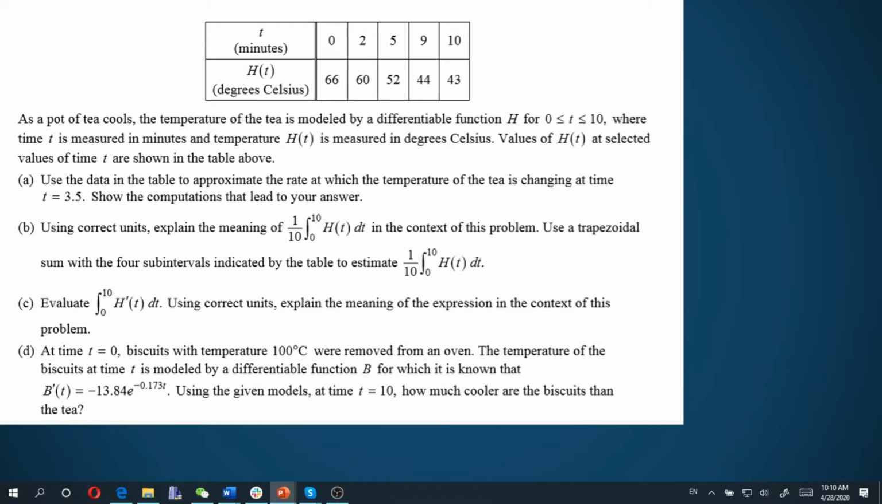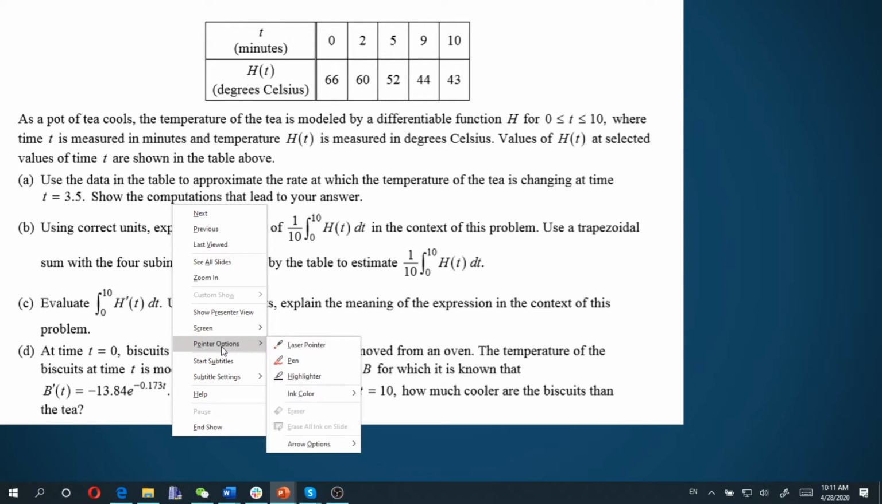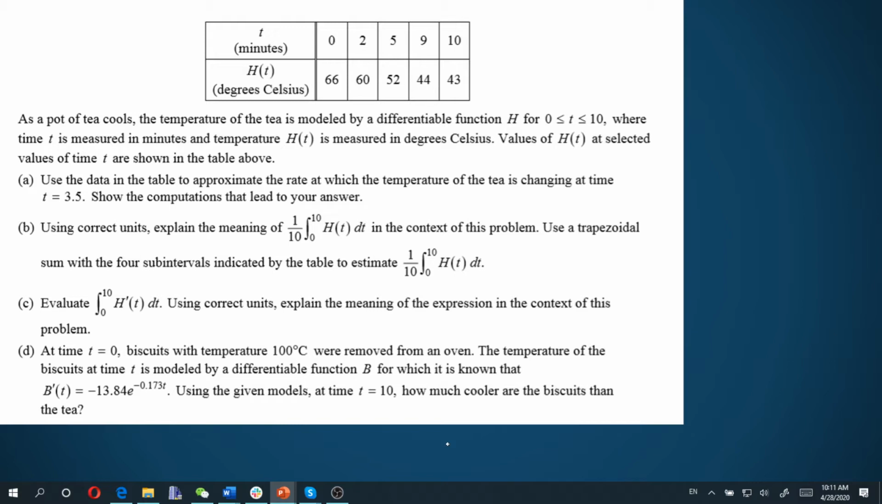We want to use this to estimate the rate at which the temperature of the tea is changing at 3.5 minutes. What would I do to get an estimate for our rate of change? The derivative. Okay, unfortunately we don't have a function, so I can't differentiate this directly, but how can I get an estimate for the derivative? The average slope. Average slope, okay.